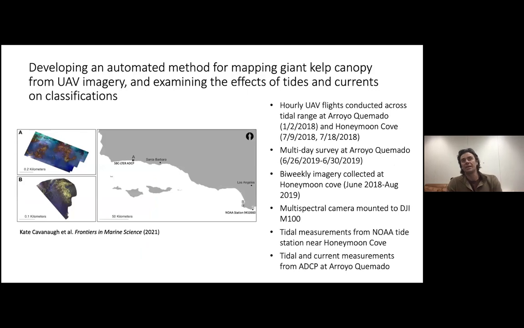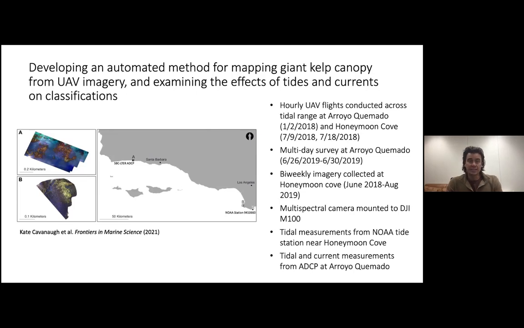I'll start by describing Kate's automated method for mapping kelp canopy from UAV imagery. This study was just published a couple of weeks ago in Frontiers in Marine Science. And there's two goals here. One is to develop this flexible automated image analysis method that can work in different conditions, different locations. And then the other question that we addressed in this paper is, what are the effects of tides and currents on the UAV estimates of canopy area?